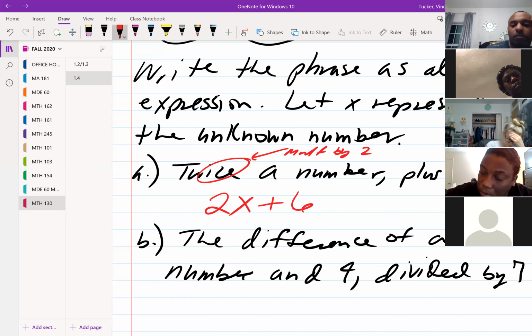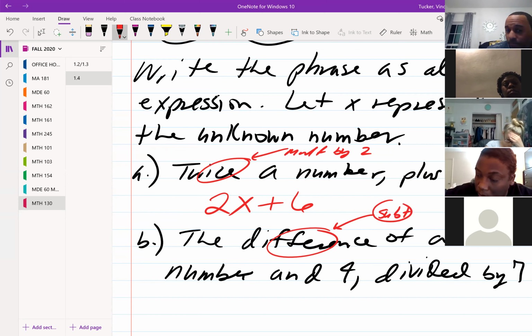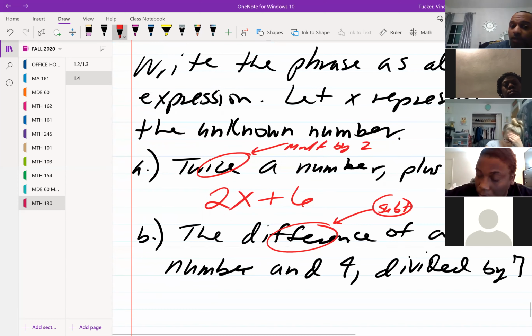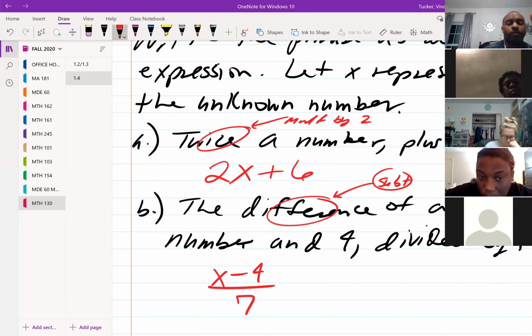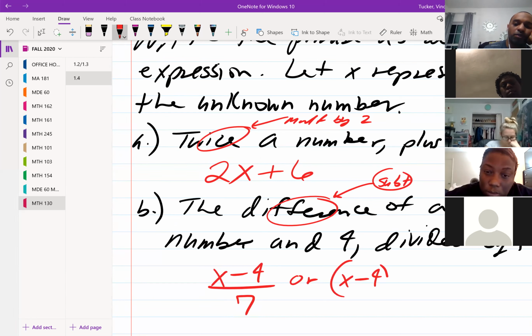All right. Next one, the difference of a number and 4 divided by 7. So difference is subtraction. So the difference of a number and 4, so that's x minus 4. Then it says divided by 7. So divide by 7. So just make sure, if you decide to use the other division sign, then make sure you do it this way, using parentheses.